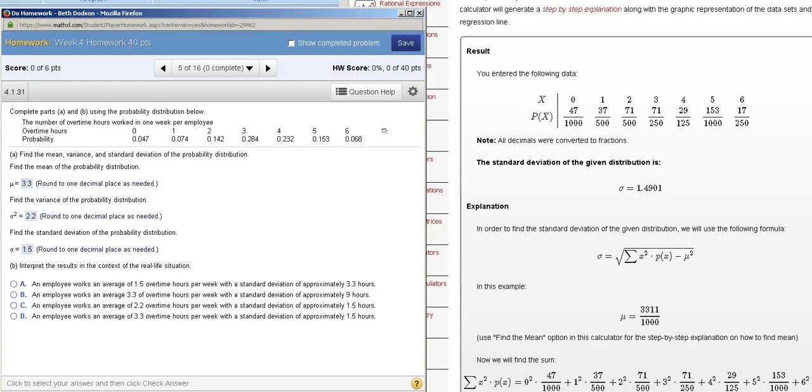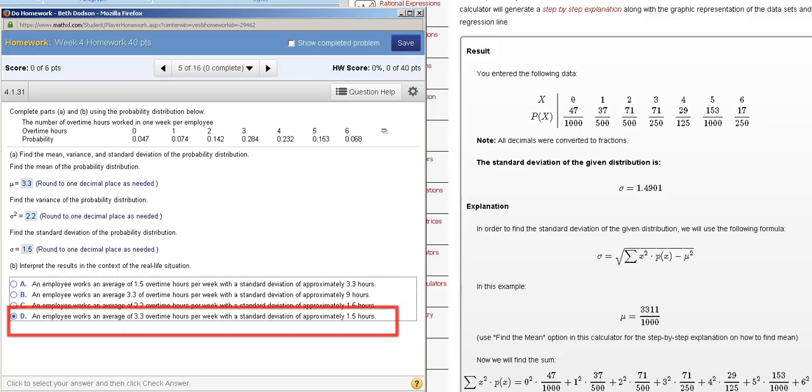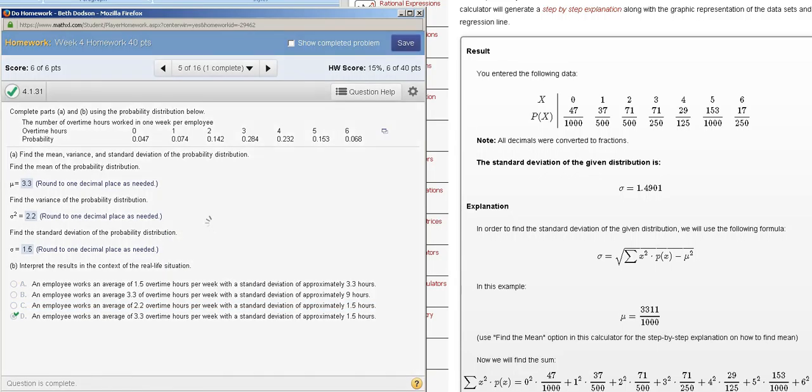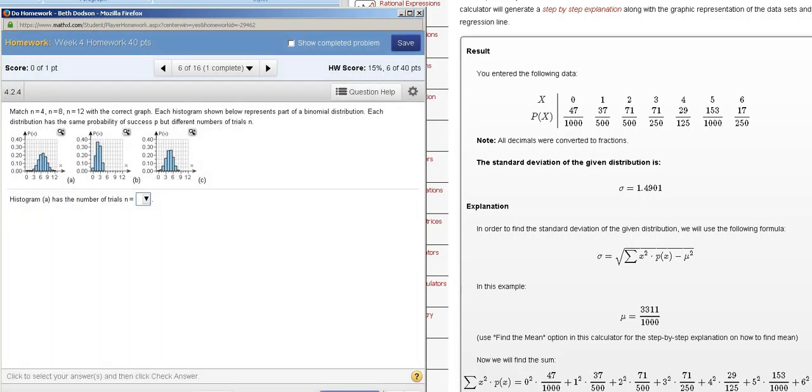So interpret the results in the context of the real life problem. What we're saying is, on average, an employee works how many hours of overtime over the span of a week. So on average they work 3.3 hours of overtime with a standard deviation of approximately 1.5. So there we go, we got that done.